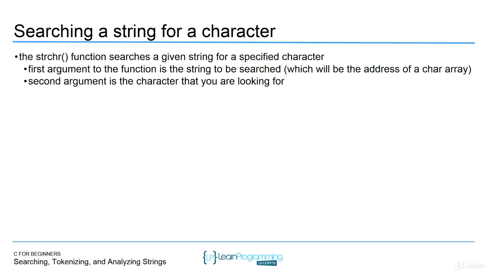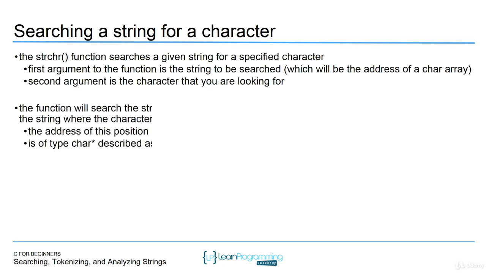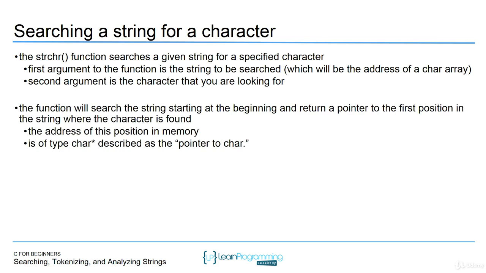The second argument is the character that you are looking for. We'll provide an example in a second. So the function is going to search the string starting at the beginning and return a pointer to the first position in the string where the character is found. This is why pointer is important now, because we're not returning an entire value. We're returning a pointer to a character inside of a string.